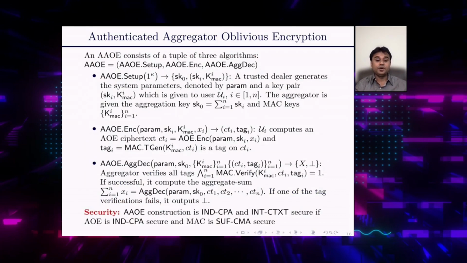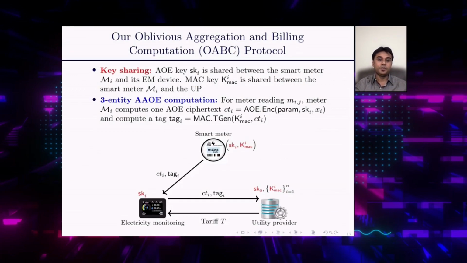Now for the AOE scheme, we need the IND-CPA security and the INT-CTXT security. And we can actually prove it. If the AOE scheme has IND-CPA and the MAC has SUF-CMA security, then the construction is IND-CPA and INT-CTXT secure, and hence it will provide the INT-CCA security. We are omitting the proof.